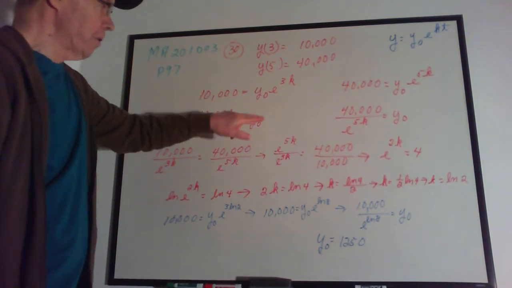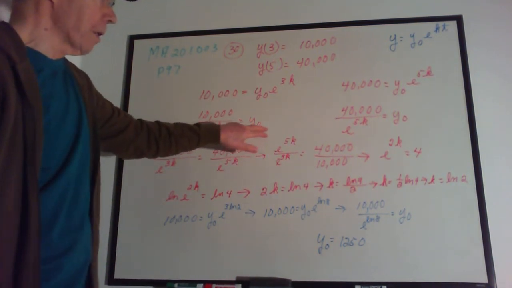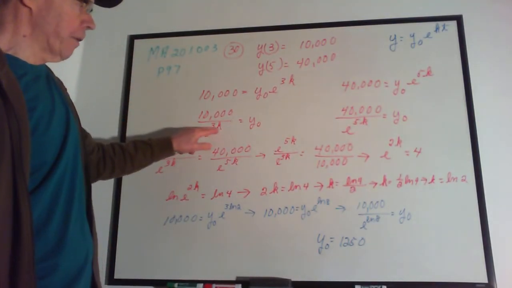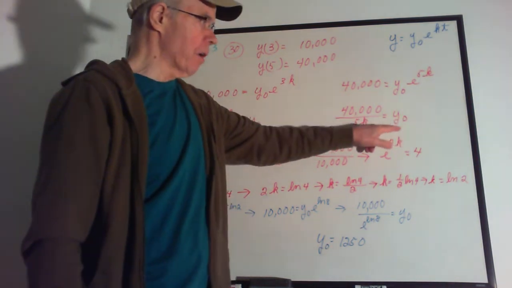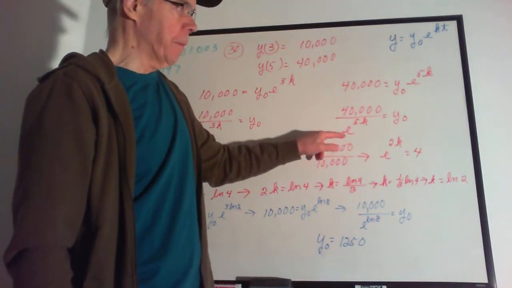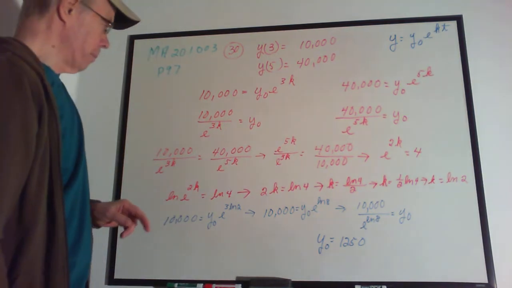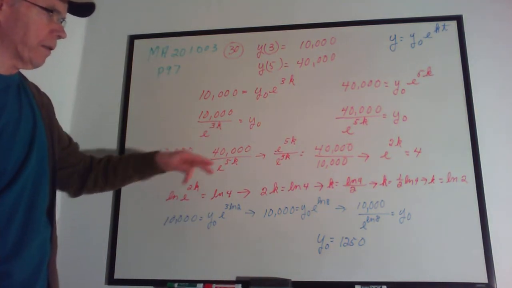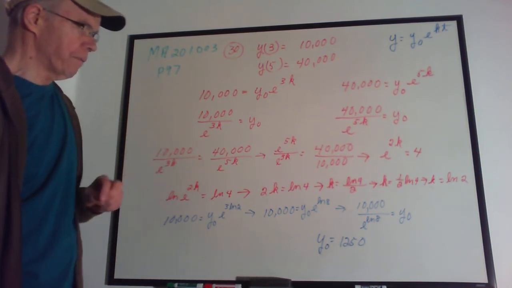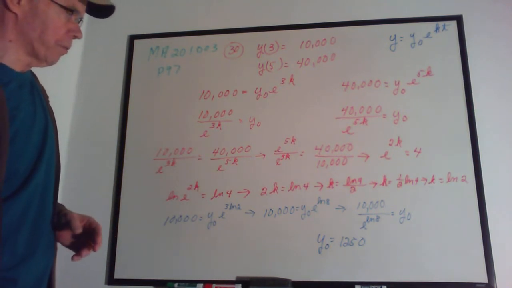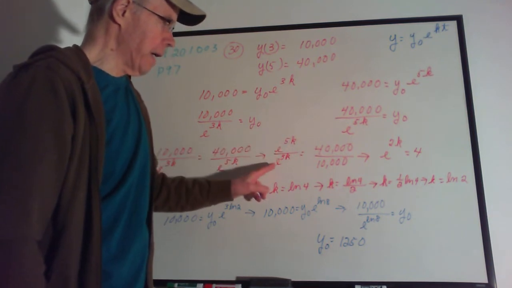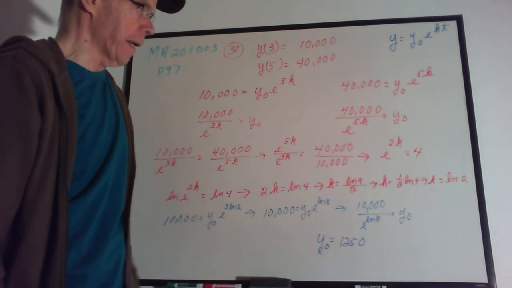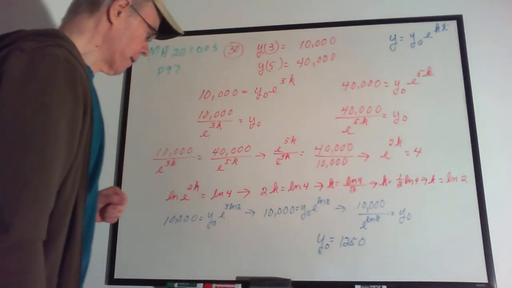All right, what you want to do is solve each one for y sub 0. If y sub 0 is equal to 10,000 divided by e to the 3k, and y sub 0 is equal to 40,000 divided by e to the 5k, it means that 10,000 divided by e to the 3k must equal 40,000 divided by e to the 5k. And do some arithmetic, you get e to the 5k divided by e to the 3k equal 40,000 divided by 10, which ends up giving you that.